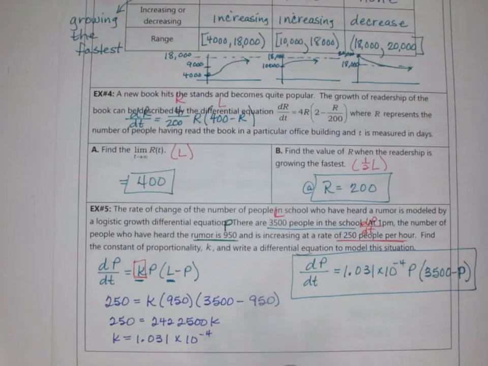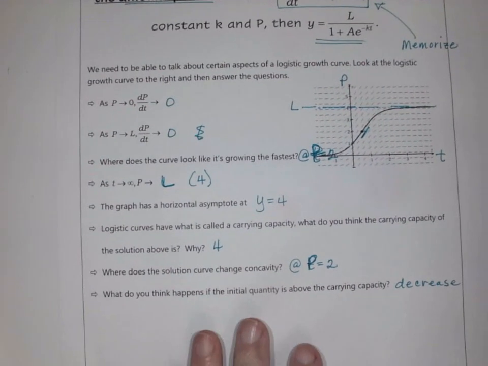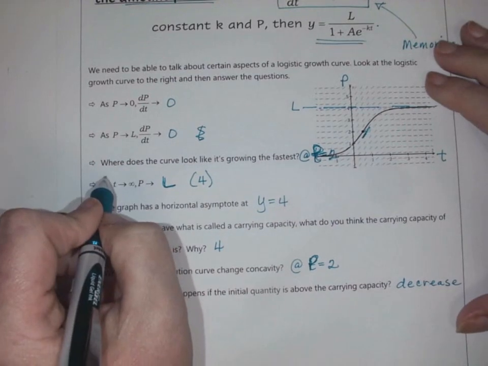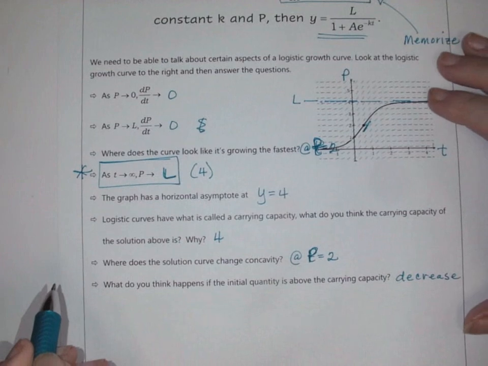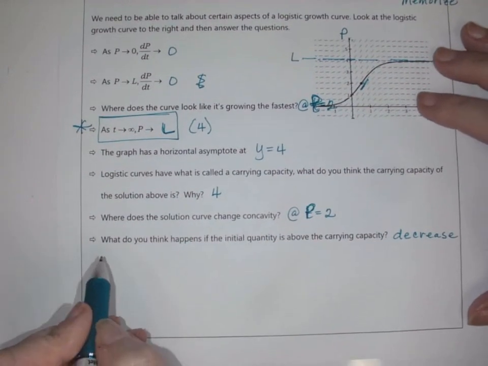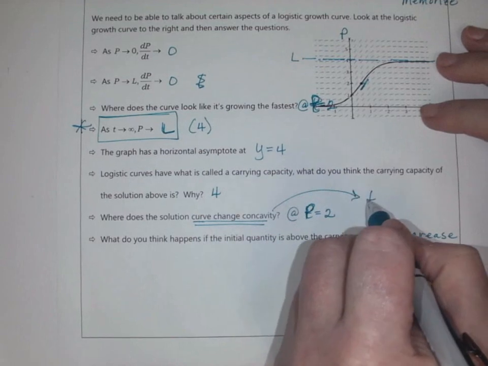And that would be the differential equation to model that situation. Okay, so logistic growth is all about, I don't know if I did a great job, but logistic growth is all about memorizing the parts of the logistic growth equation. So you need to know that as t goes to infinity, P goes to L, whatever the carrying capacity is. You need to know that it changes concavity at 1/2 of L.